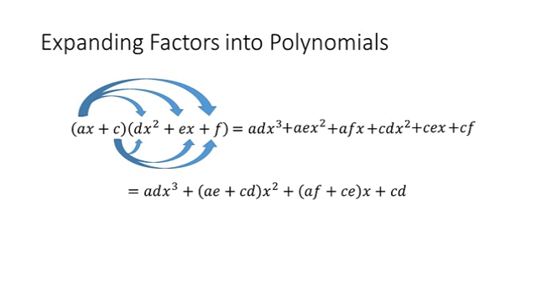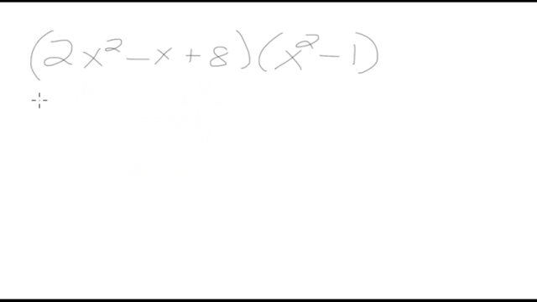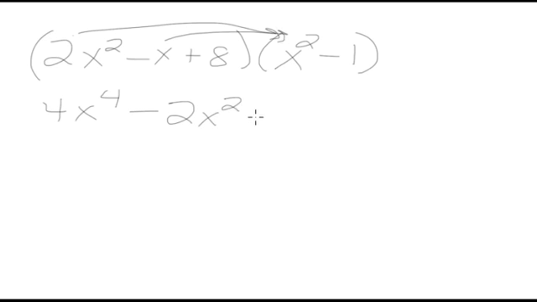So now we'll go ahead and look at a few example problems. With all of these example problems, you might consider pausing the video and trying it out on your own. So here we'll start off by multiplying the first terms together first. So we get 4x to the fourth power minus 2x squared. And then we'll do the middle term here, minus x cubed and plus x. And finally, we'll do the last term. We get plus 8x squared minus 8.